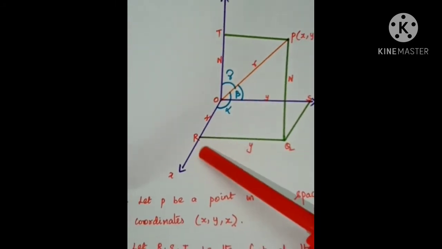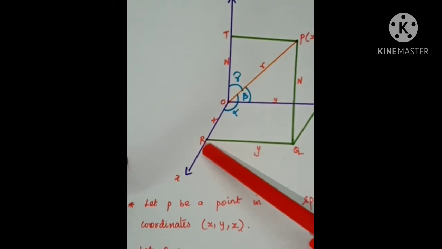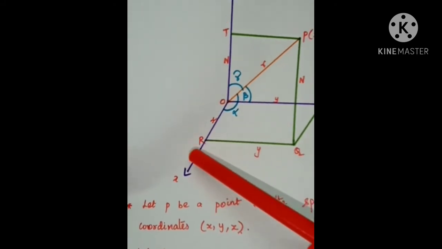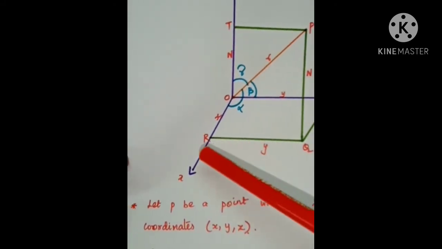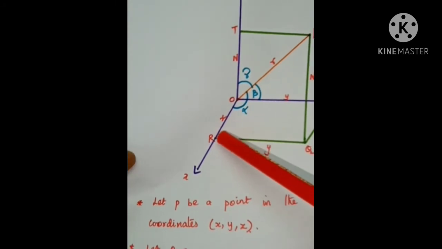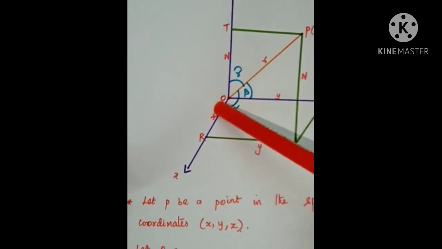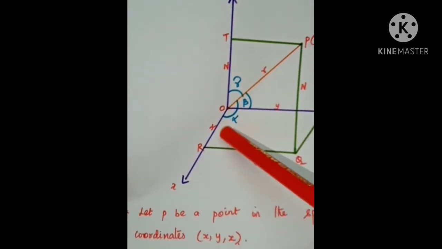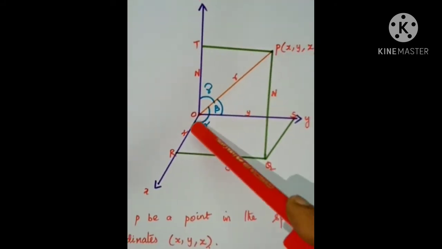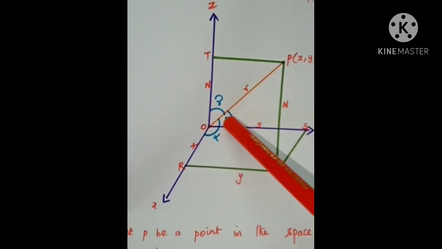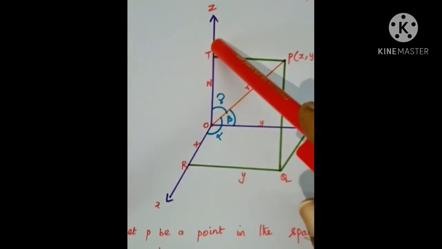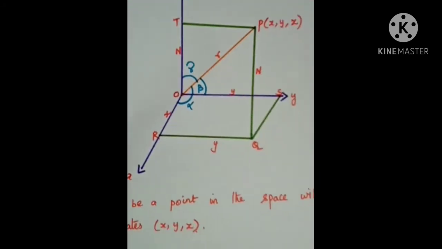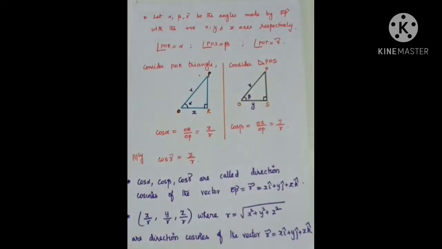So now what can you say about which angle is alpha? POR. Already I have said, R is the foot of the perpendicular from P to this axis. PRO is 90 degrees here. But I am saying POR is alpha. In the same way, POS is beta and POT is gamma. So the angles made at O are alpha, beta, gamma with the x, y and z axes.